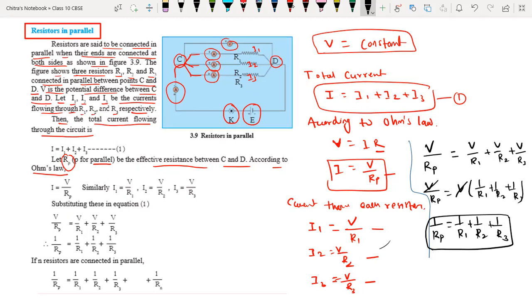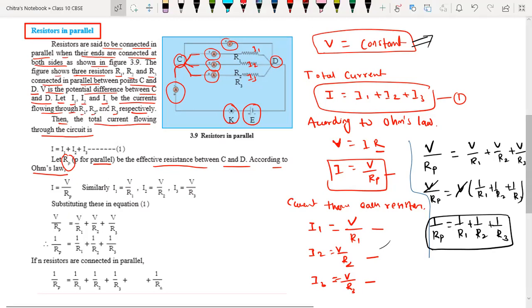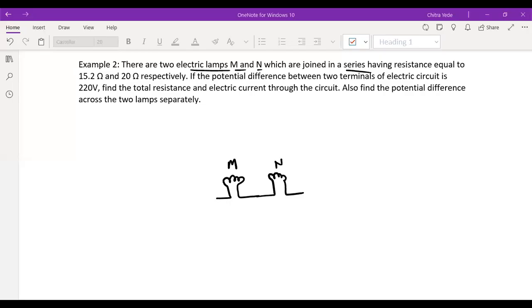So in this combination, potential difference will remain the same, but current will decrease. Why will current decrease? Because the current will flow along the three wires connected to the three resistors, parallelly. That's why current will reduce, but potential difference will remain the same. So again, take a screenshot here. We have completed when resistors are connected in parallel.